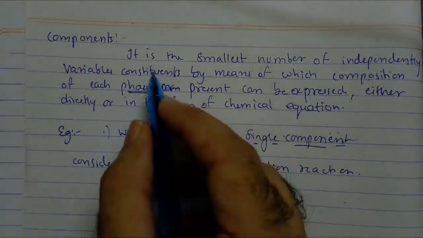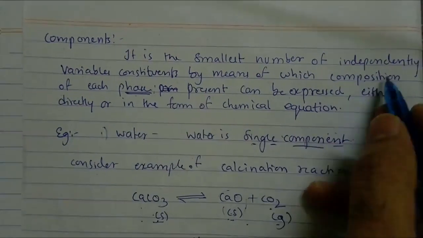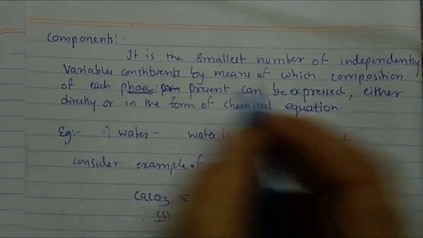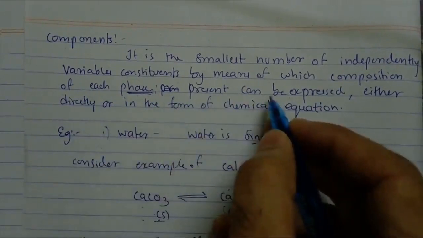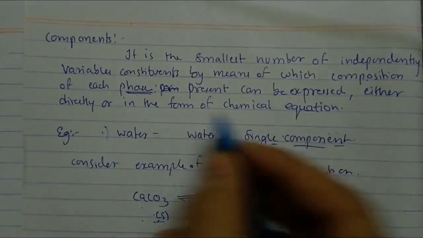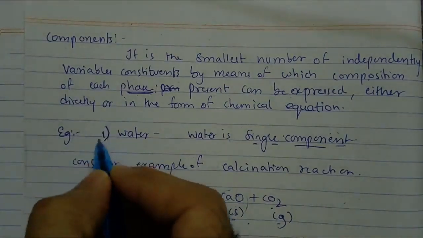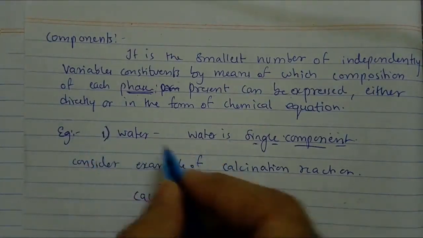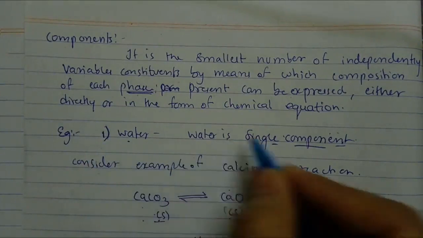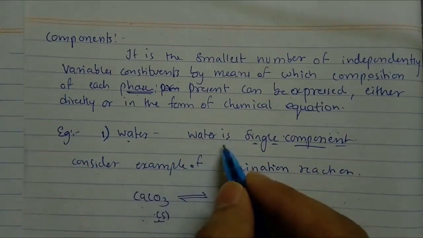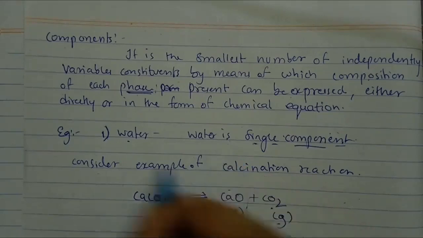Now we'll see what a component is in the Gibbs phase rule equation. Read the definition: it is the smallest number of independently variable constituents by means of which the composition of each phase present can be expressed either directly or in the form of a chemical equation. Take the example of water. Water is just water, and this type of system is a single component system, because in any phase it is water only.